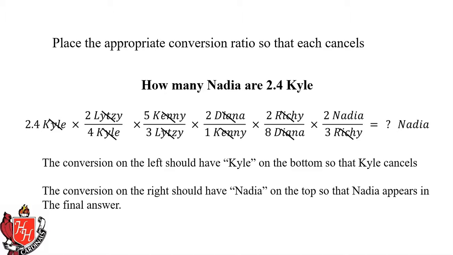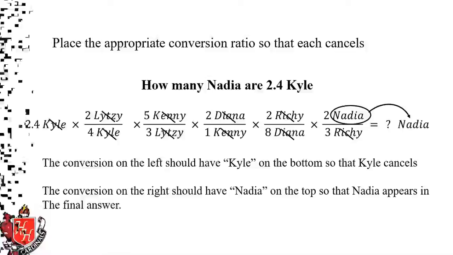So now we know we have everything set up properly, we can go ahead and do the math. So it's going to be 2.4 times 2 times 5 times 2 times 2 times 2, that's all the numbers on the top, divided by 3, divided by 8, divided by 1, divided by 3, divided by 4. I went backwards on that one. So that's all the numbers on the bottom. It doesn't matter what order you do those in. So that's going to give us our answer. And there you go. It shows that Nadia ends up as the final unit.